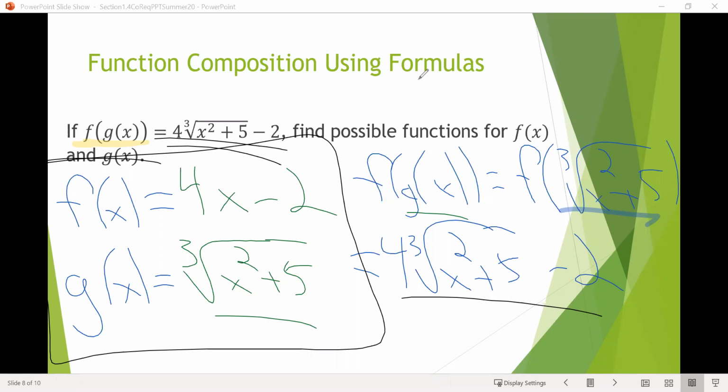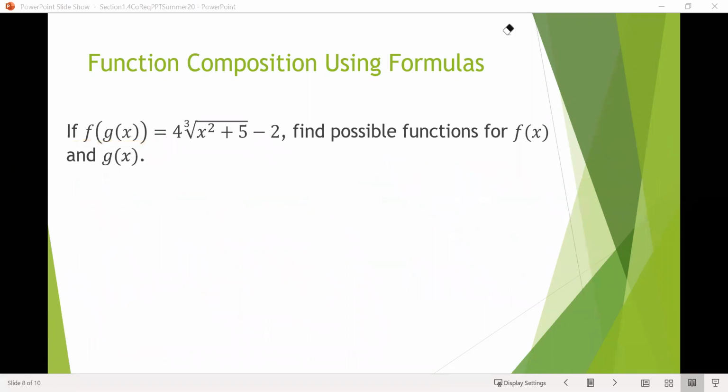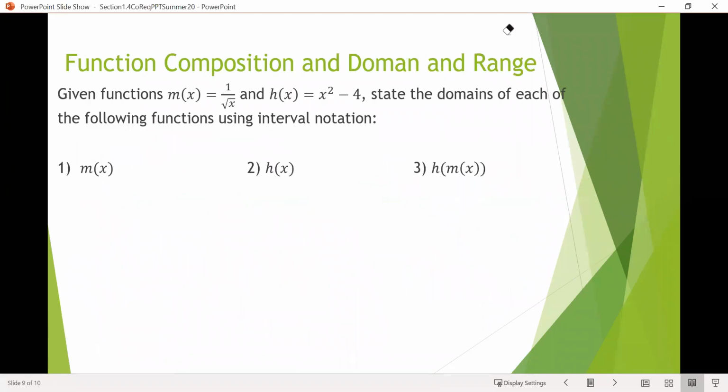Alrighty. Moving on to our last slide for this section, looking at domains and ranges using function composition. We're going to do a few things here. First of all, notice we've been given two different functions.